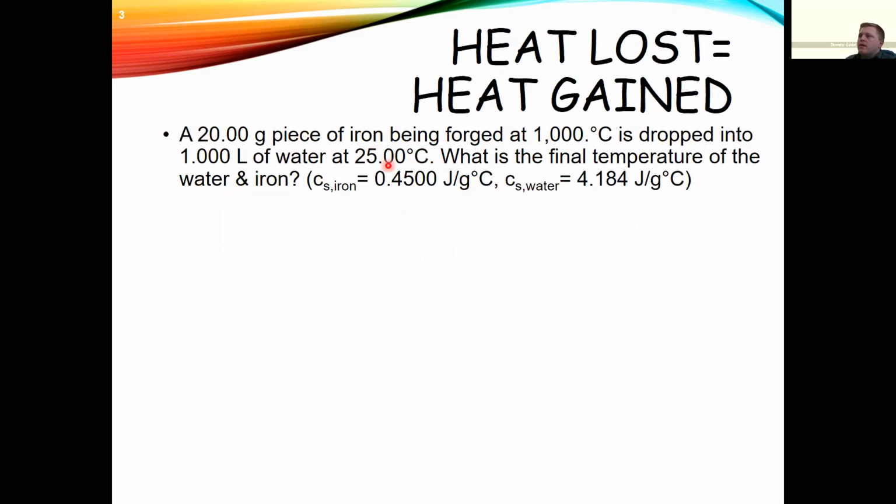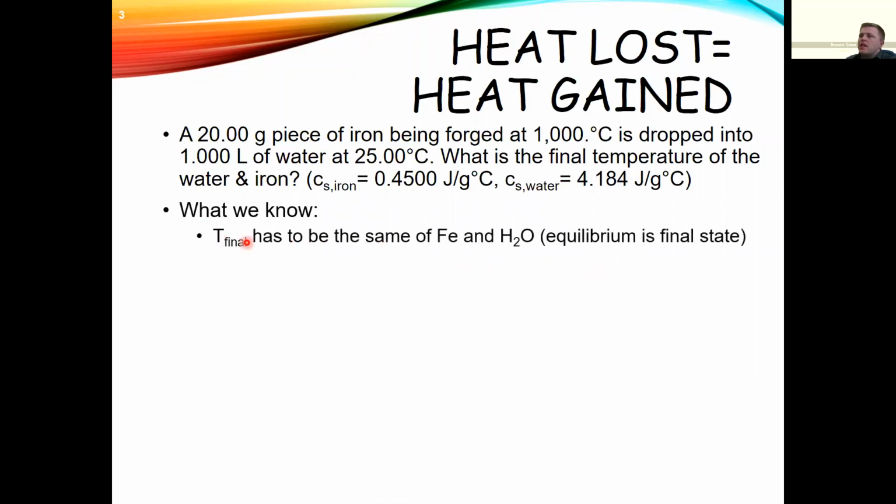Now I have the heat capacity for the iron here and the heat capacity for the water. Notice that water has a much higher heat capacity, nearly 10 times the heat capacity of iron. So what we know here is that the temperature at the end has to be the same for iron and water. For them to be at equilibrium, they have to be at the same temperature. So our final temperature is going to be the same for both.